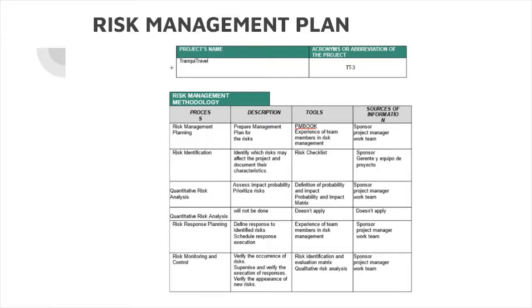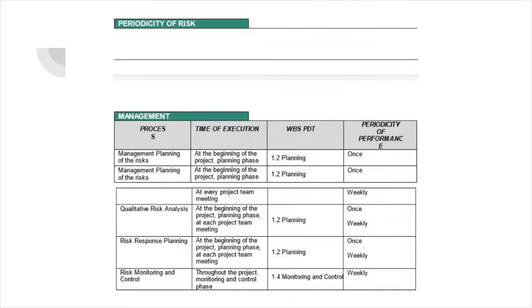Risk identification and evaluation metrics, qualitative risk analysis. Final source of information. First, sponsor, project manager, and work team. Next, sponsor, project manager, and work team. Doesn't apply. Sponsor, project manager, and work team.